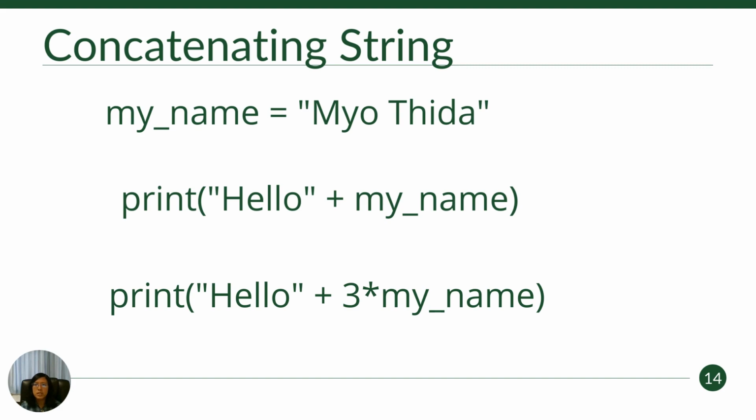For that, it is very easy in string concatenation: you just use the plus sign. And you can also use the multiplication sign with a number. If you multiply this variable myname by 3, Udita will appear 3 times. That means hello Udita Udita Udita. This is how you get the result.